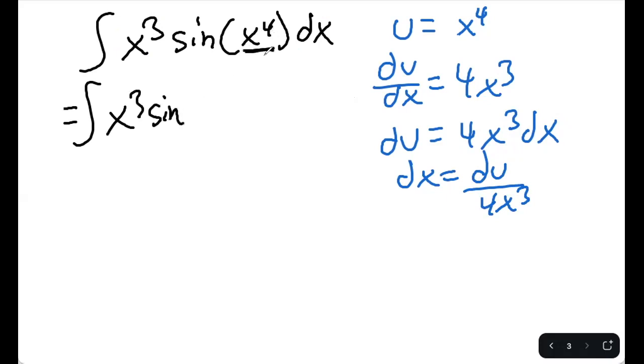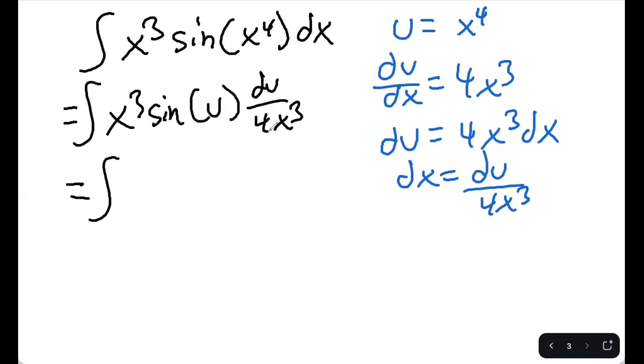X to the fourth is u because we say so. Dx is du over 4x cubed. Well, some stuff cancels, which is what you always want. When you're doing a u substitution, you're hoping some stuff does cancel. X cubed cancels, so we get sine u times du over 4.